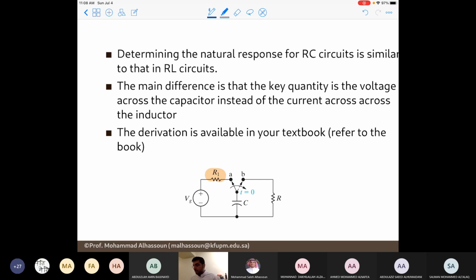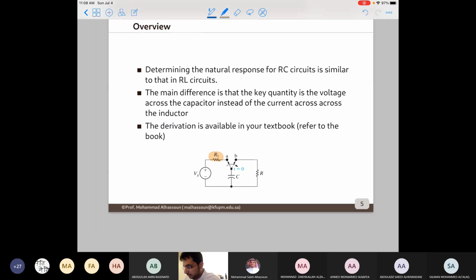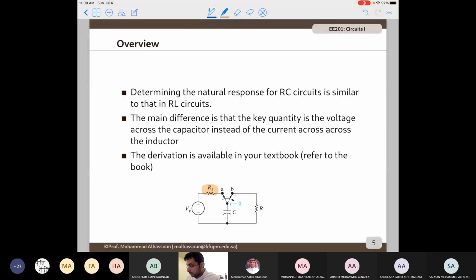So the capacitor was accumulating charges. The capacitor was charging until t equals 0, and at t equals 0, when it moved to position B, it started discharging. So to determine the response of the RC circuit here, you need to follow the same steps that we did last time. So I'm not going to repeat them. They are actually in the textbook, but I just want to write this comment here.